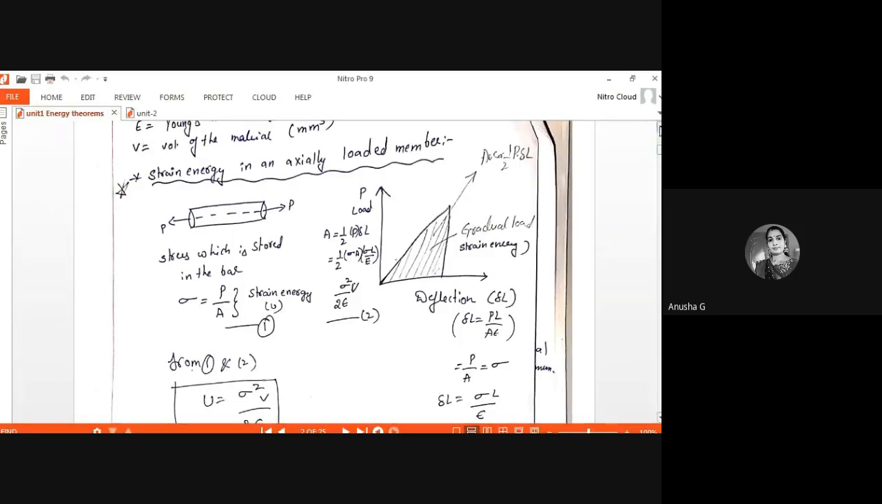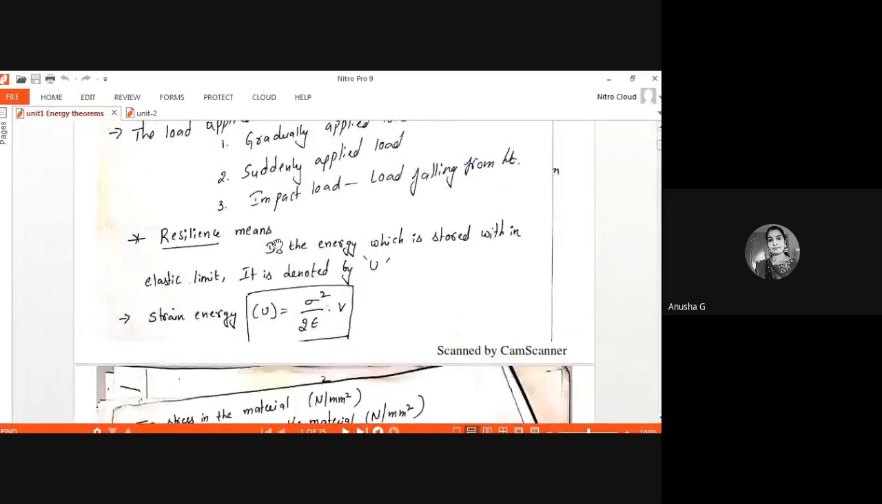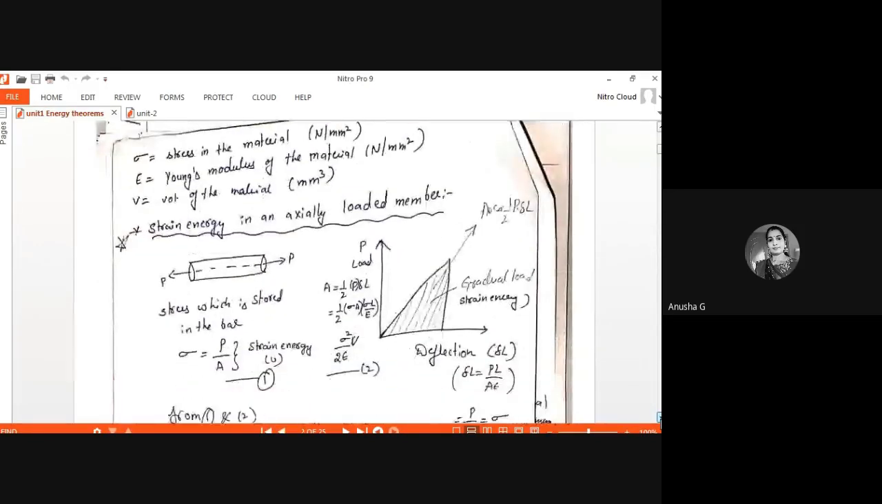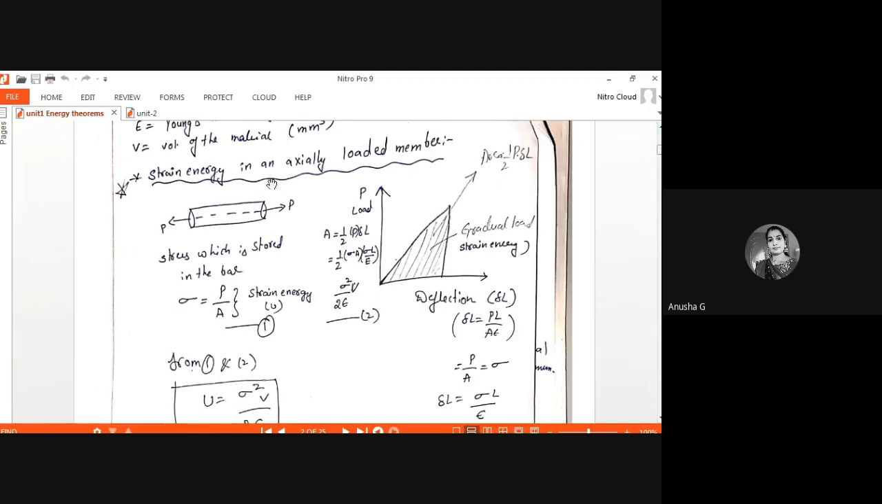First, whatever definitions you have to write here are for the strain energy and resilience. Resilience is nothing but the energy which is stored in the body within the elastic limit, called the strain energy. Now we will derive this equation: U equals sigma square by 2E into V. How will we get it? We'll derive this equation now. This is the main derivation according to your syllabus. This is one of the methods.